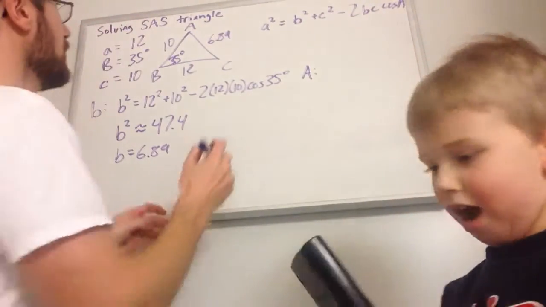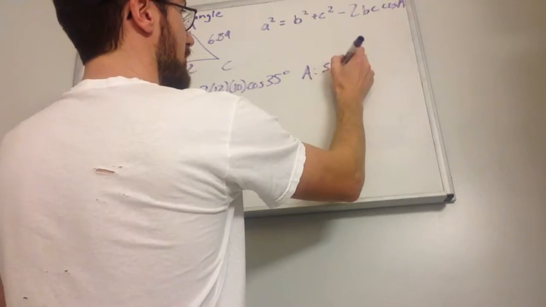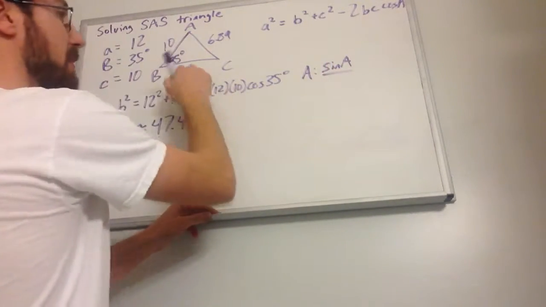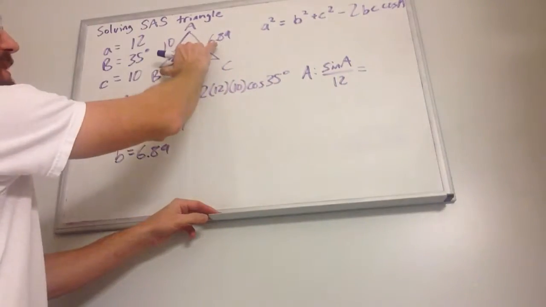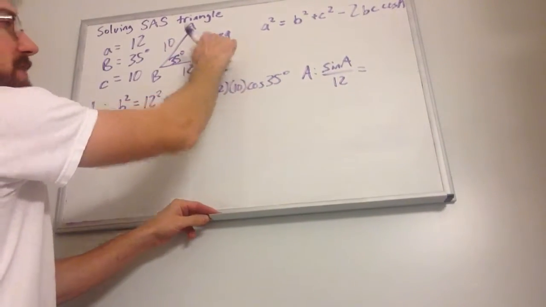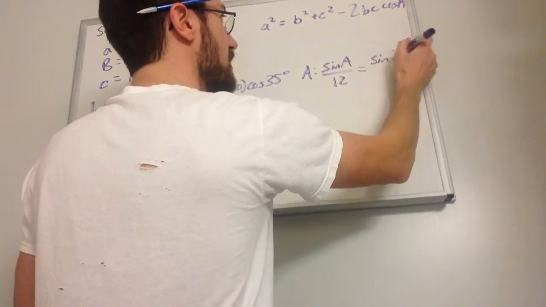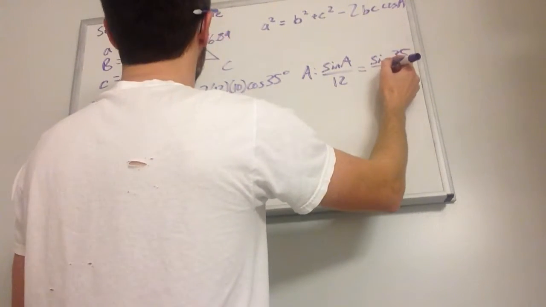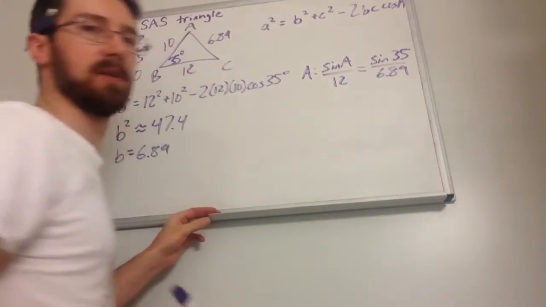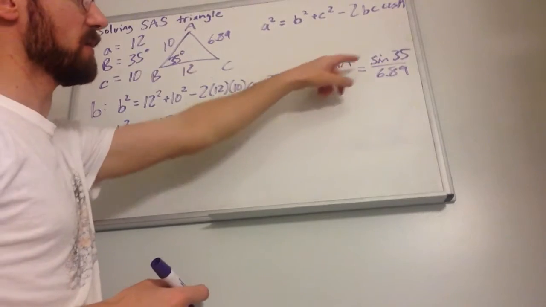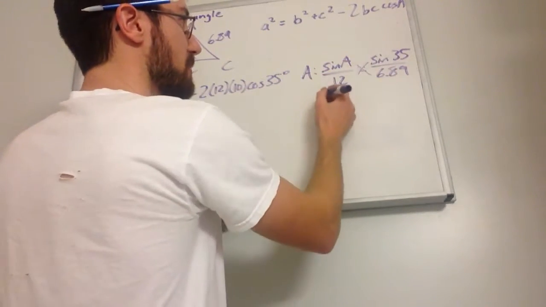So, law of sines says that sine of A over its opposite side 12 is equal to, and I'm going to use B in this case because I've got an angle and I've got the opposite side, so that one's going to work. Using C would not be beneficial. So like that. Sine of A over 12 is equal to sine of 35 over 6.89. Now it's cross multiplication to solve.